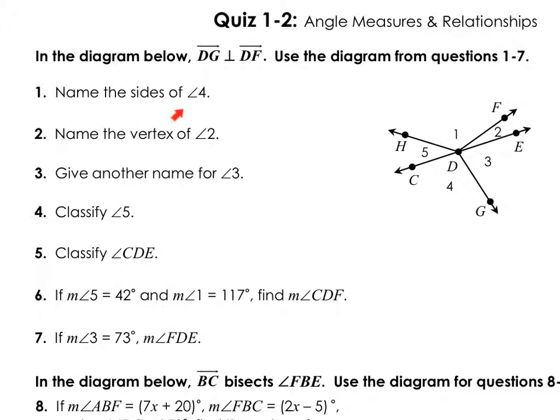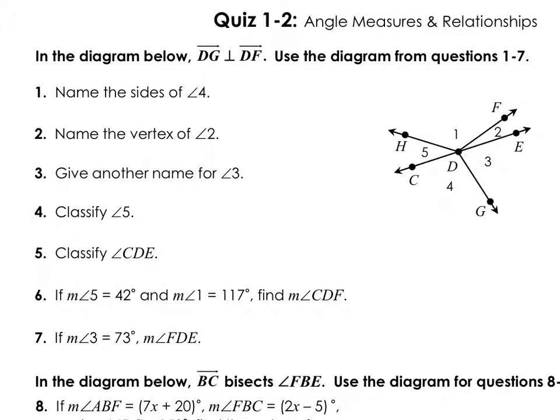Name the sides of angle 4. So here is angle 4. What are the sides? You're going to use the points to name that. What are the sides of angle 4? Number 2, name the vertex of angle 2. Here's angle 2. What is the vertex? It's just going to be 1 point in angle 2. Number 3, give another name for angle 3. So here is angle 3. What's another name for it? Again, you're going to be using points. You got to use 3 of them.